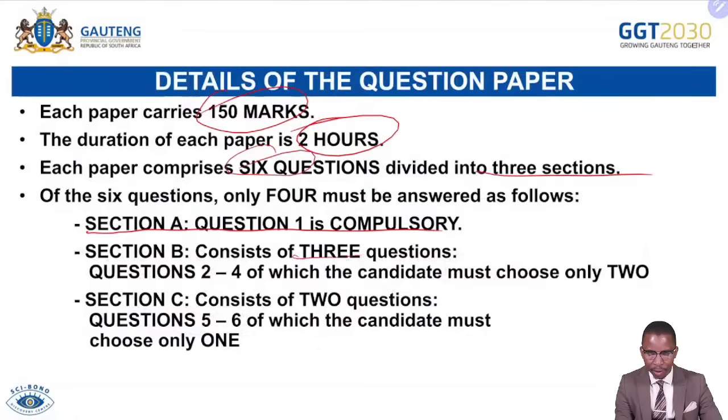Section B, there are 3 questions. You don't answer all questions. You answer only 2 out of 3. That is question 2, question 3, and question 4. So you have to choose only 2 out of 3. Don't answer everything, because one of them won't be marked. Section C consists of 2 questions, which are question 5 and question 6. You answer only 1 question. Between macroeconomics or economic pursuits, you choose one of the 2.